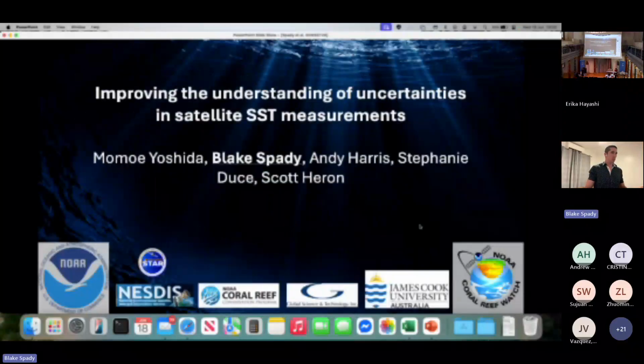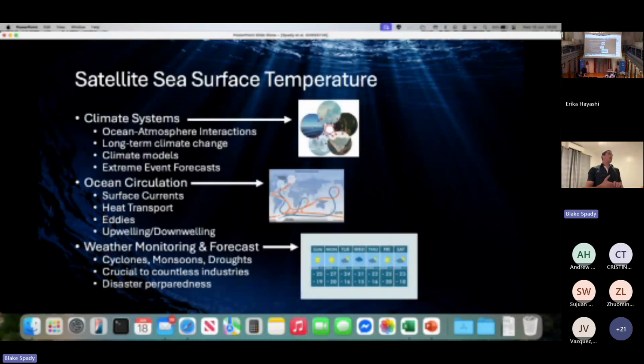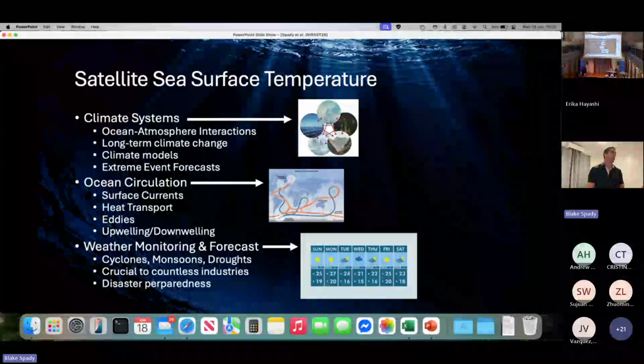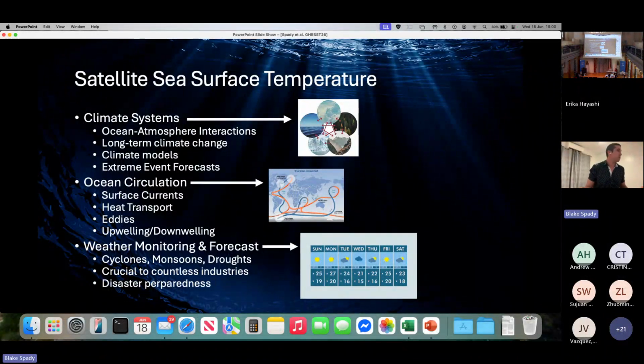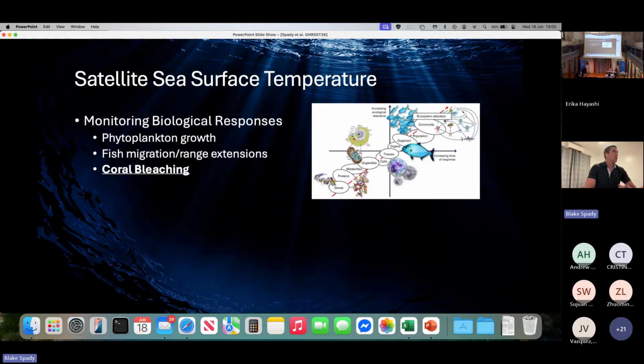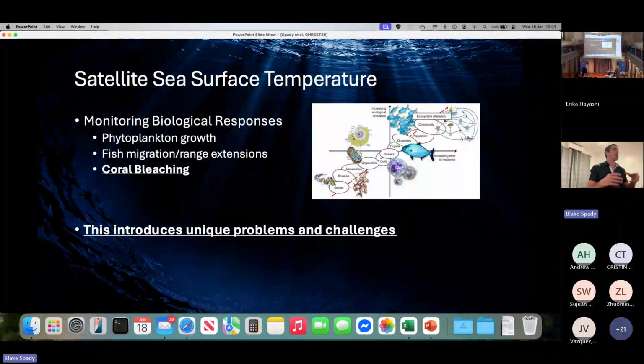Okay. So satellite SST, as you would all know, informs various climate, oceanic, and weather systems or processes. But what we use satellite SST for at Coral Reef Watch is monitoring biological responses. These can be very fine scale, such as metabolic or gene level responses, all the way out to community or ecosystem level responses. And as individuals within a species or even within a population are highly varied, using satellite SST to monitor these populations can introduce some really tricky problems and challenges.